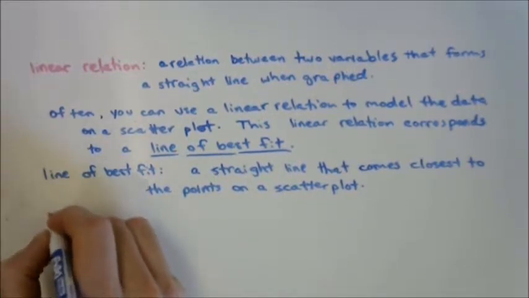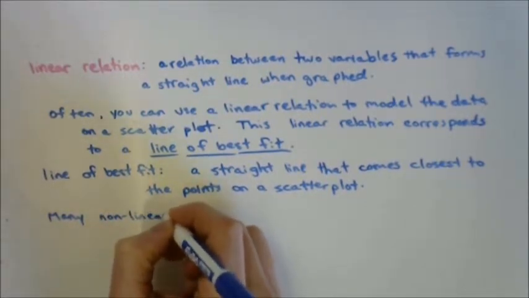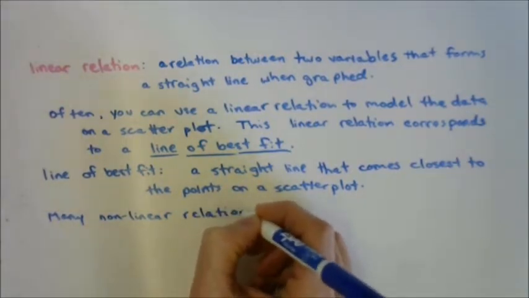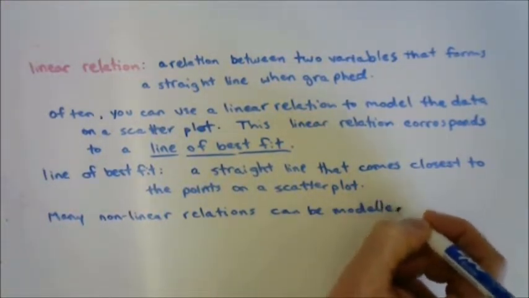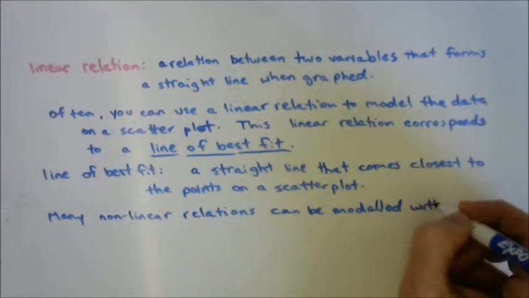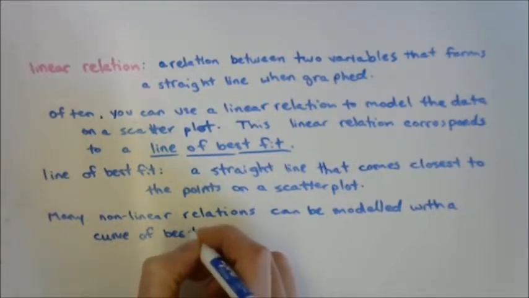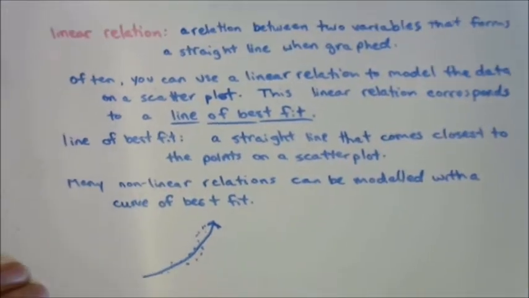Another note. Many non-linear relations can be modeled, not with a line of best fit, but can be modeled with a curve of best fit. So sometimes the correlation kind of curves upward a little bit, and then we could use a curve of best fit. Okay? There's that example.